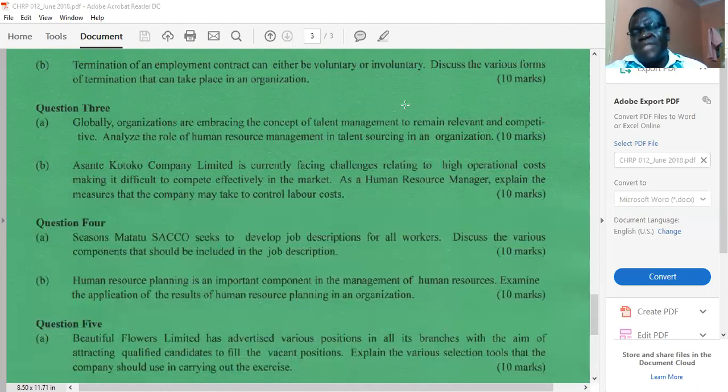You want to talk about attractive rewards and incentives that you are offering for the best to want to join your organization. You must promise them an attractive rewards and incentive package that motivates them to want to join you and work with you. Talent, role of HR in talent sourcing. Anything else?